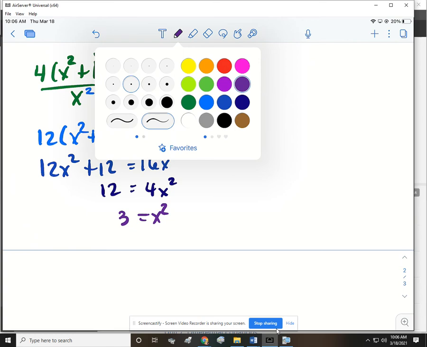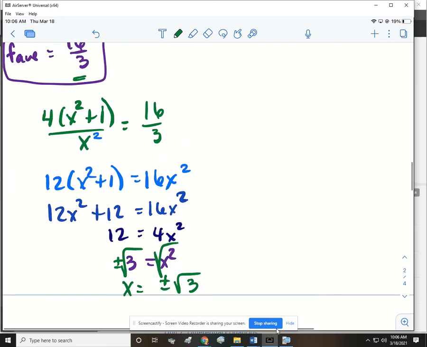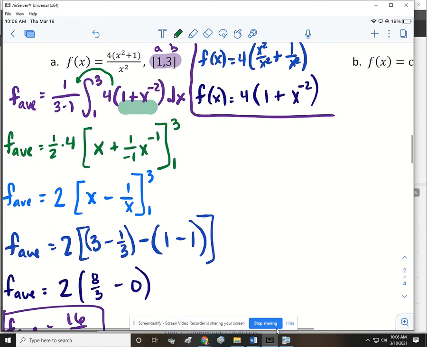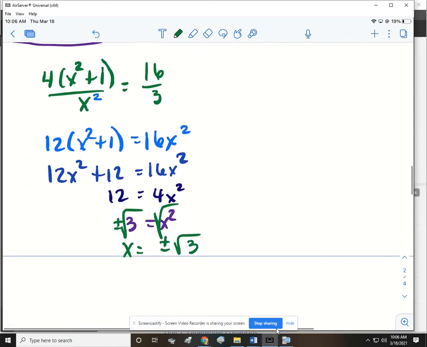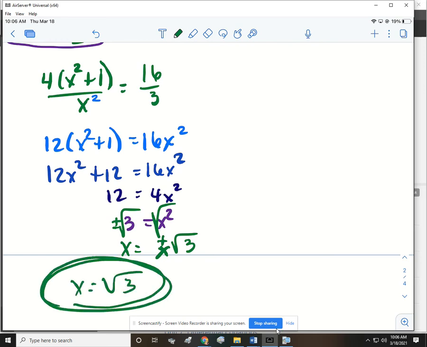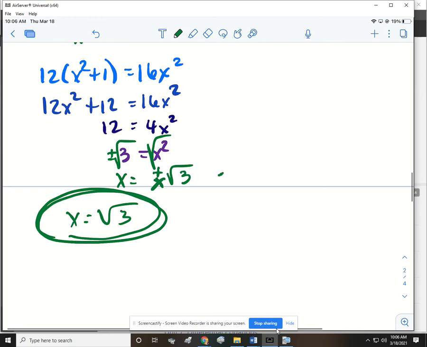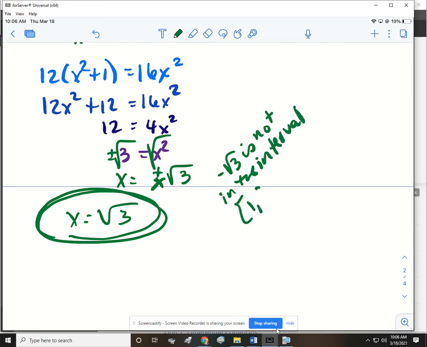So when I solve this equation by taking the square root, we'll do the positive and negative. And we do get positive and negative square root of 3. However, always check your interval. So we need a value between 1 and 3. Obviously, the negative square root of 3 is not in that. So the positive square root of 3 is the only answer, because negative square root of 3 is not in the interval from 1 to 3.